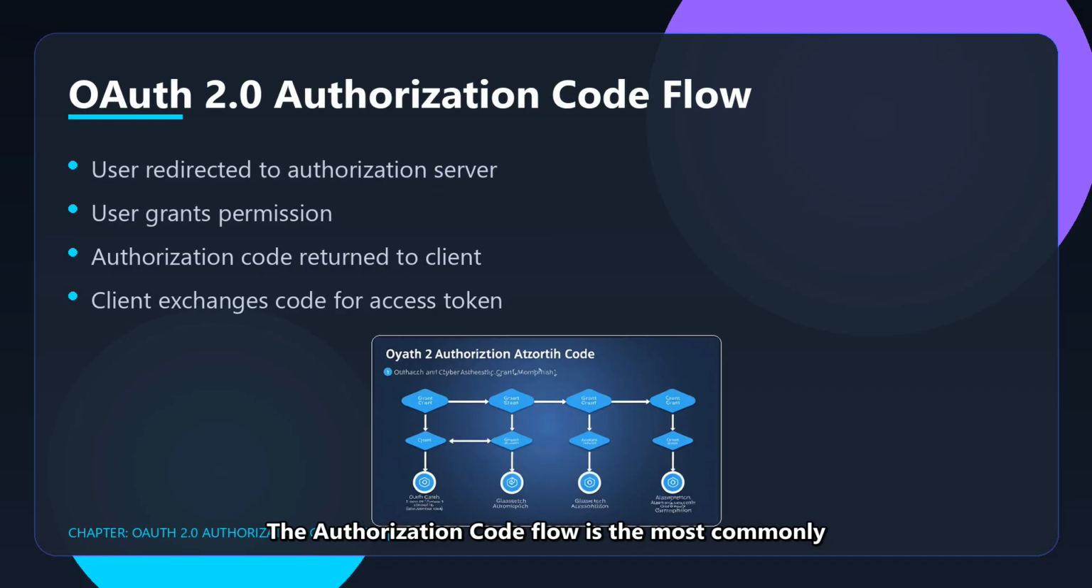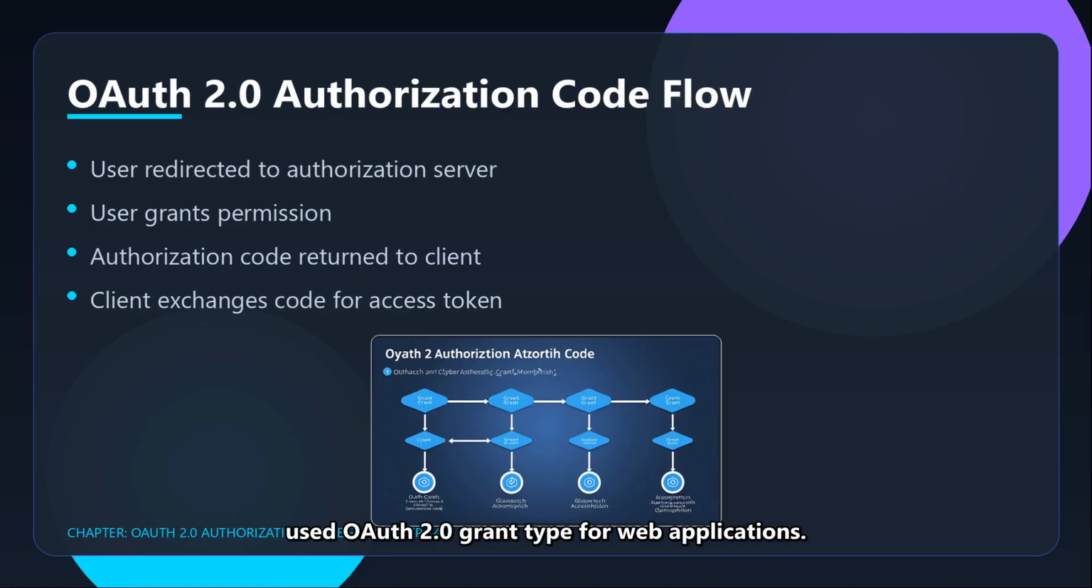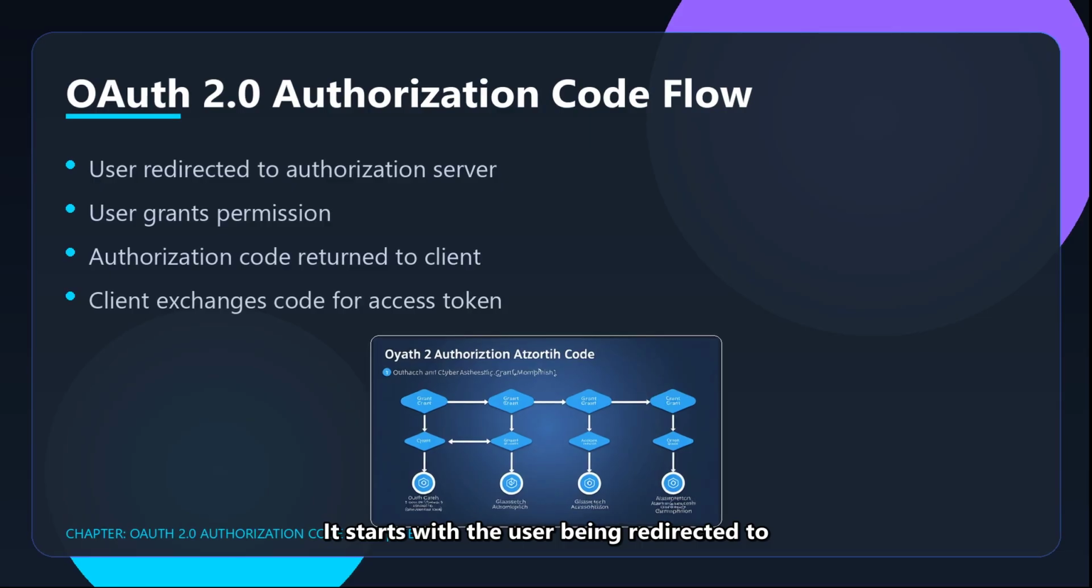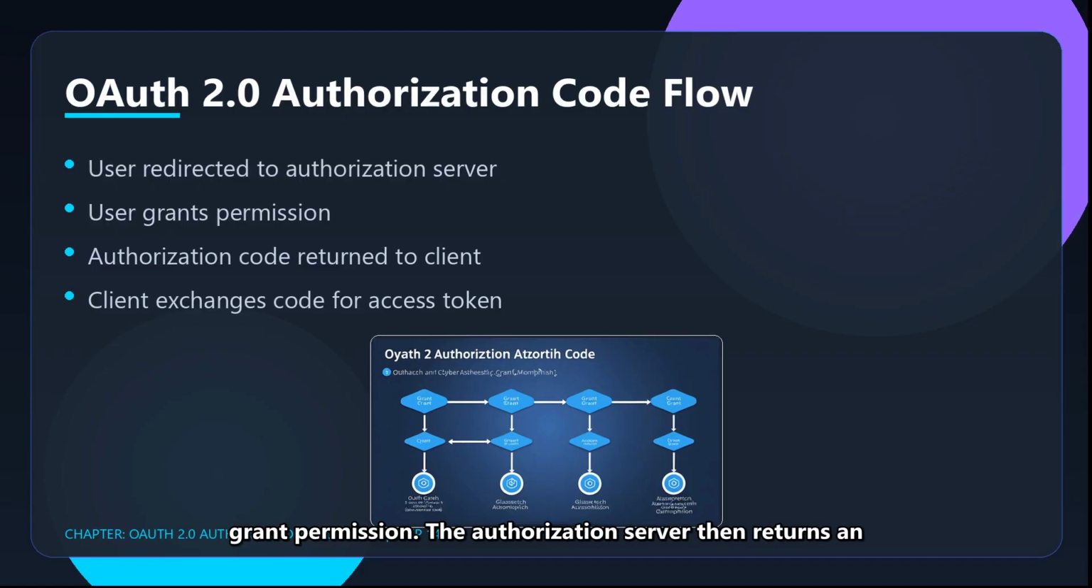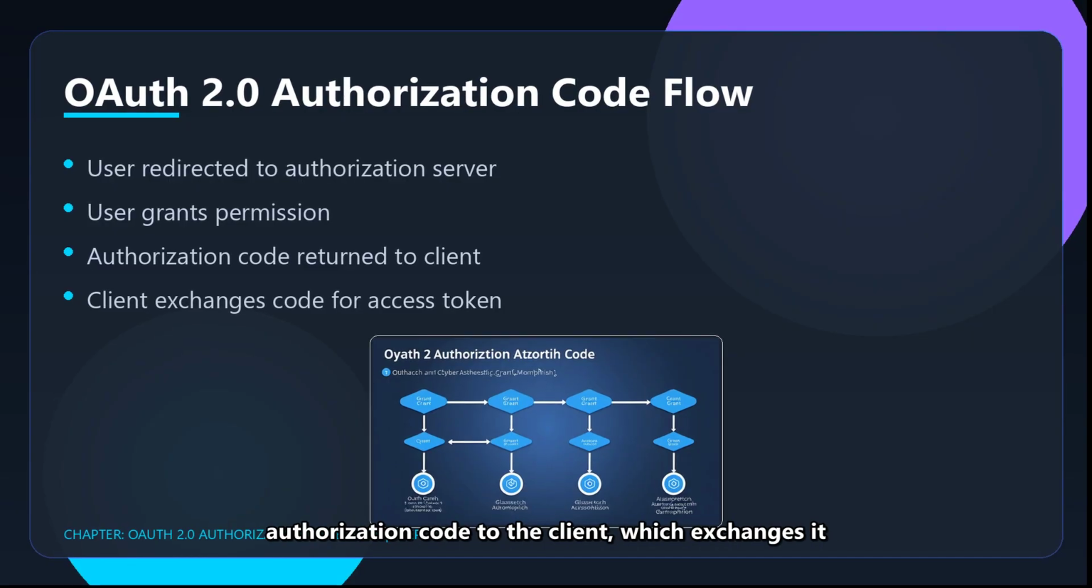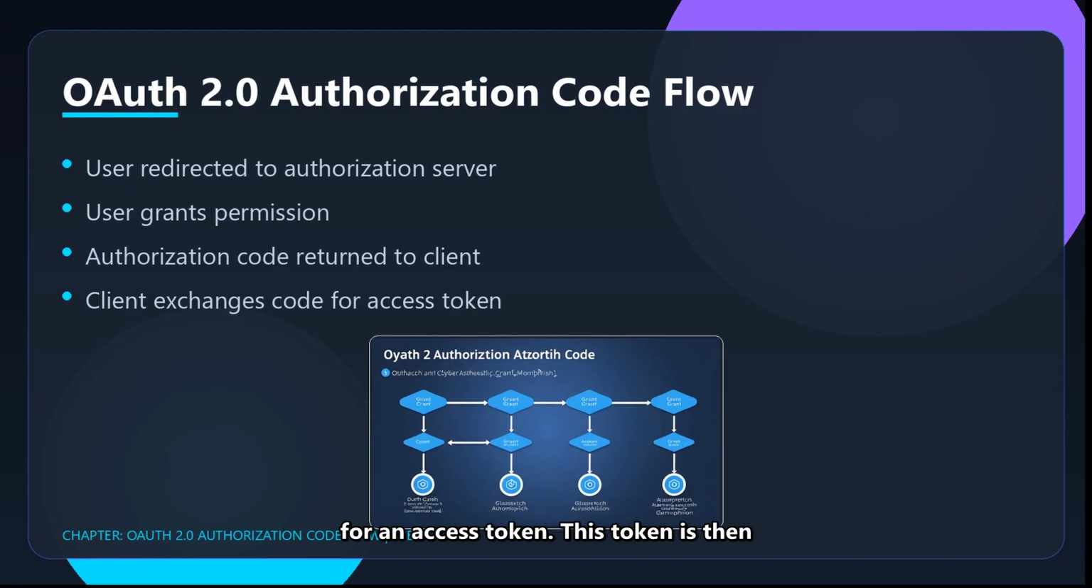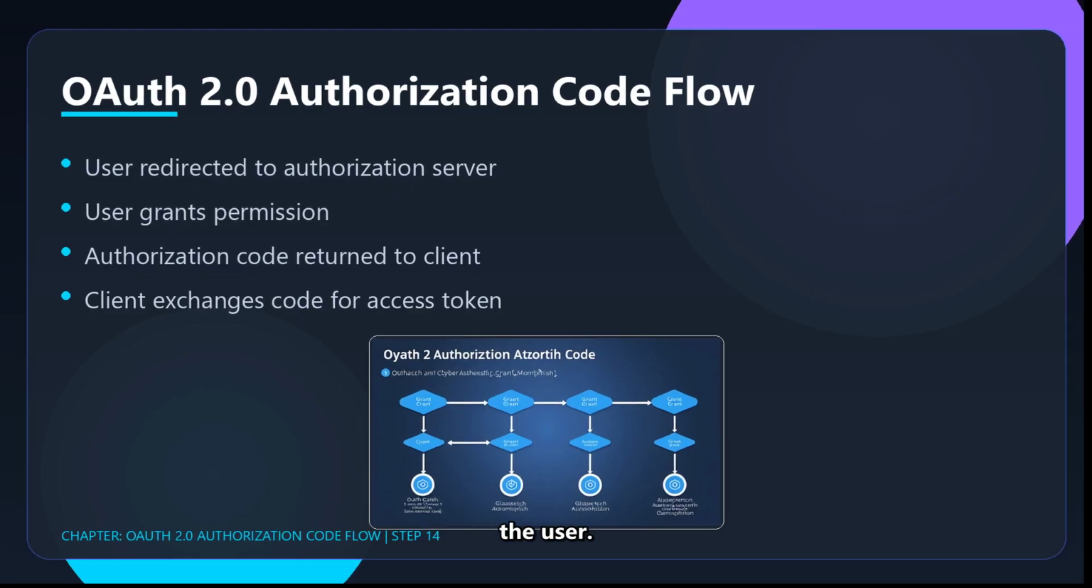The authorization code flow is the most commonly used OAuth 2 grant type for web applications. It starts with the user being redirected to the authorization server, where they log in and grant permission. The authorization server then returns an authorization code to the client, which exchanges it for an access token. This token is then used to access protected resources on behalf of the user.